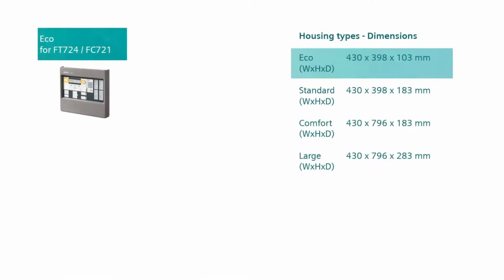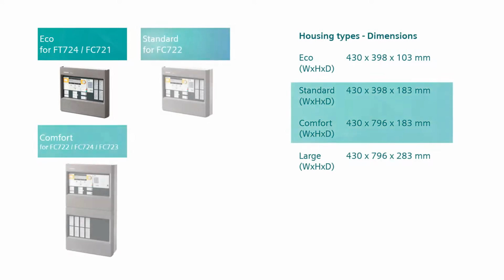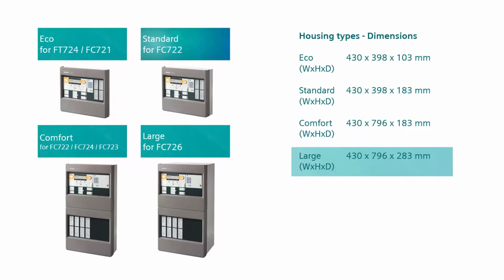Let's move on to look at the various housing types for fire control panels and fire terminals. The Eco housing is used for the fire terminal and for the FC721, a one-loop control panel. The FC722, a two-loop control panel, is available in either the standard or comfort housing. The FC724, a four-loop panel, and the FC723 control panels are only available in the comfort housing. Large housings are available for the modular FC726 control panels.